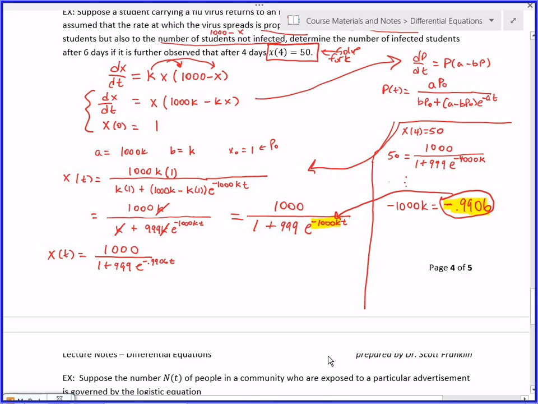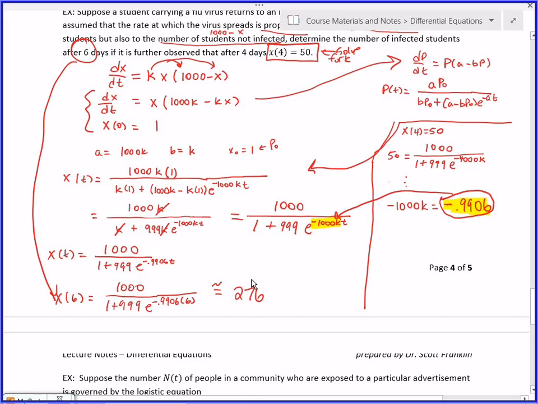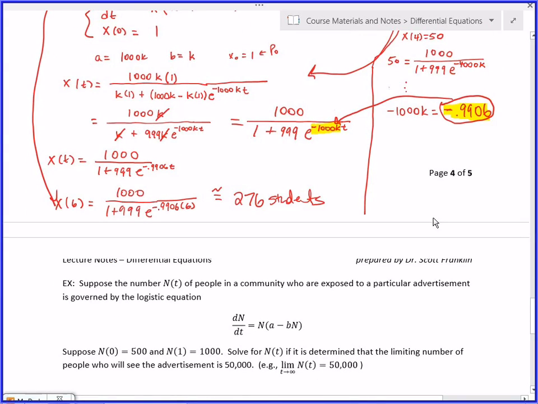And the question we are asked is what happens on day 6? How many are infected by day 6? Now that's just a calculator problem. I think I get 276 students when I plug that in. Yeah, 276. Okay.